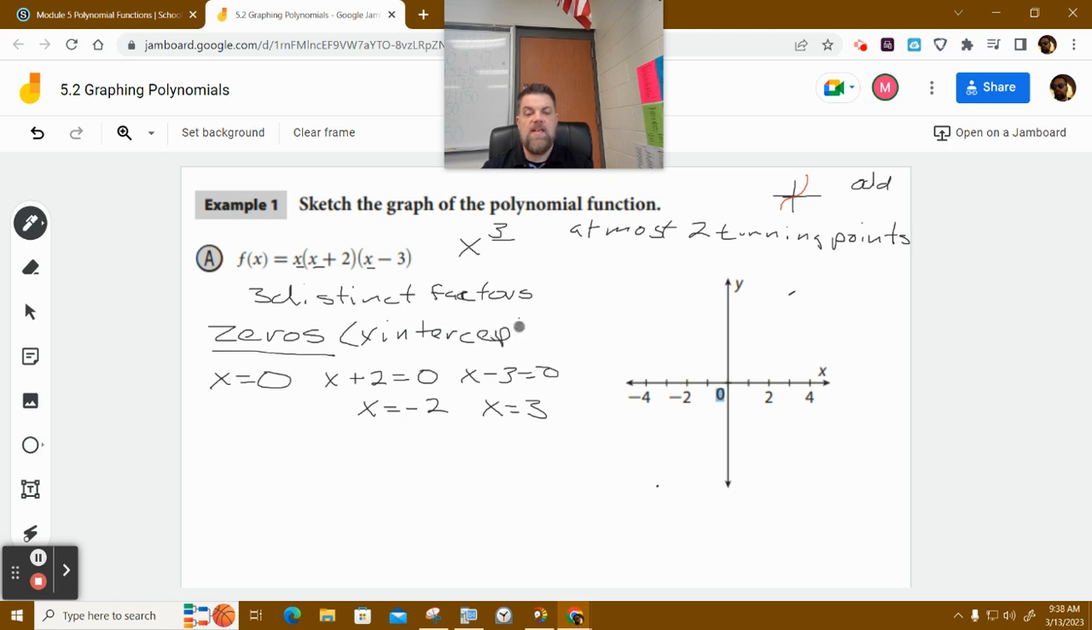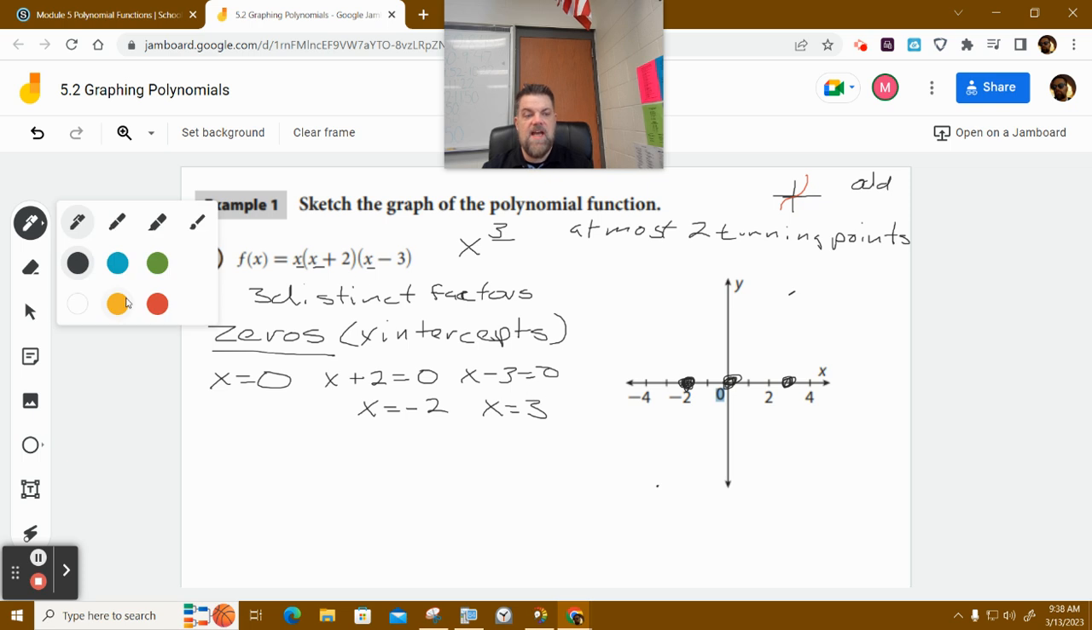Do I have any of those solutions written down more than once? No. So I don't have any even multiplicity, so all these cross. In other words, I'm going to cross at x equals negative 2. I'm going to cross at x equals 0, and then I'm going to cross also at x equals 3. Okay?